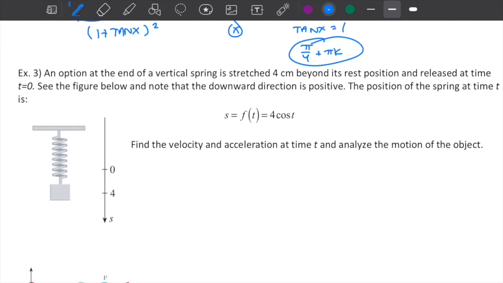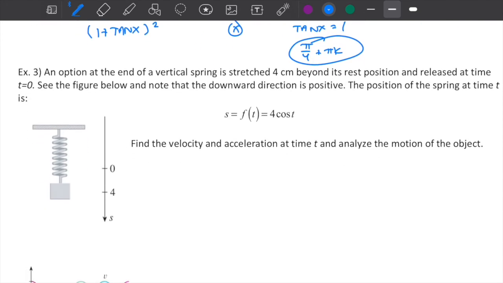Let's do a little bit more. Two more. Option. Item. Weird about it right there.